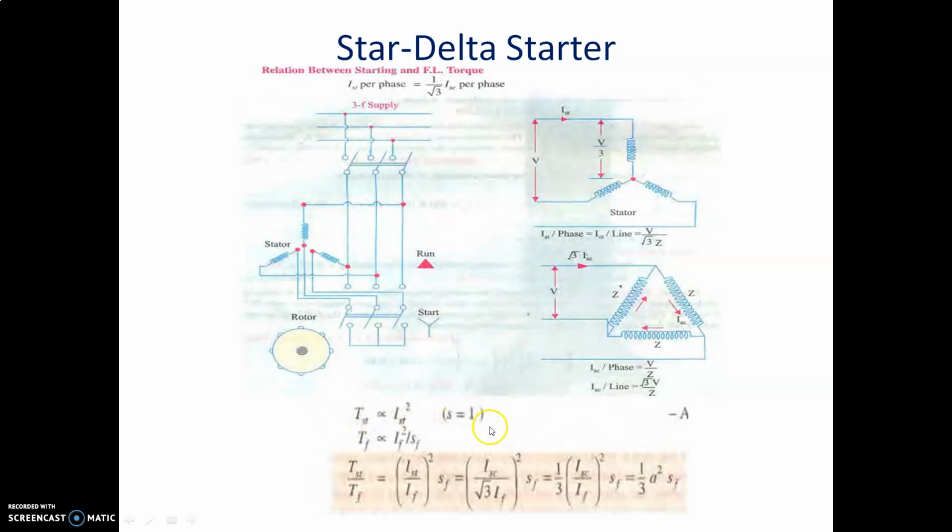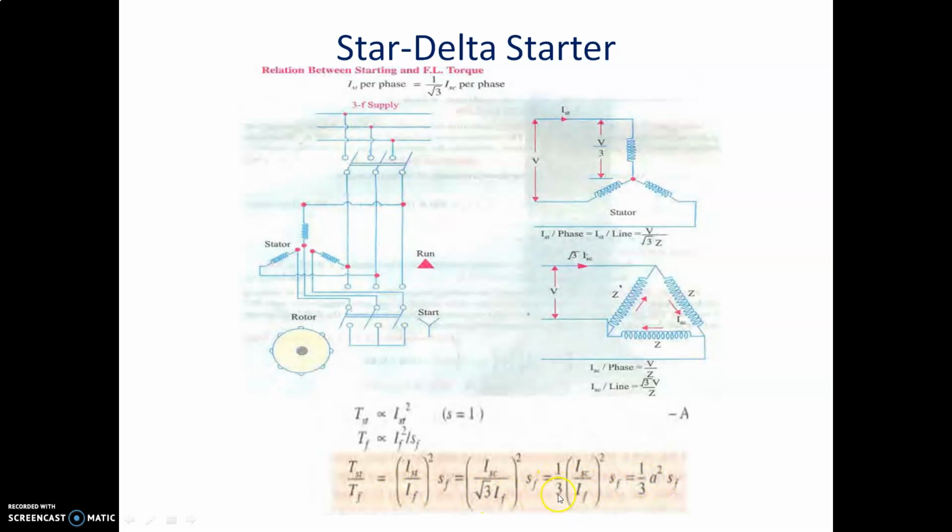So you know the relationship for the star delta starter: it is actually 1 by root 3 times, that is IST is ISC by root 3. So it is going to be reduced by root 3 times. So it is ISC by root 3 IF.